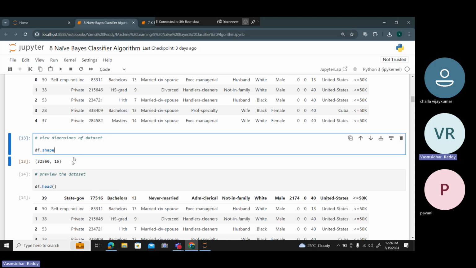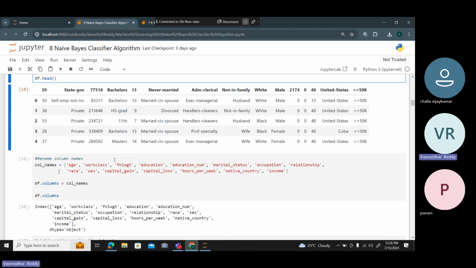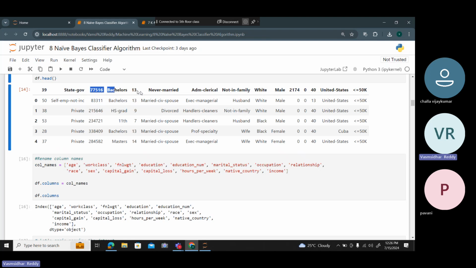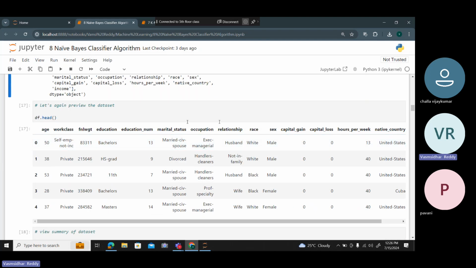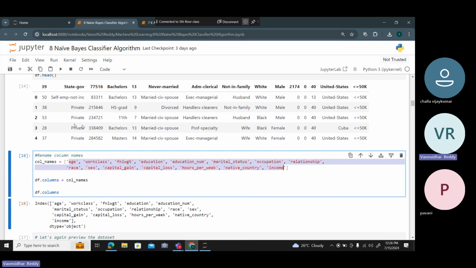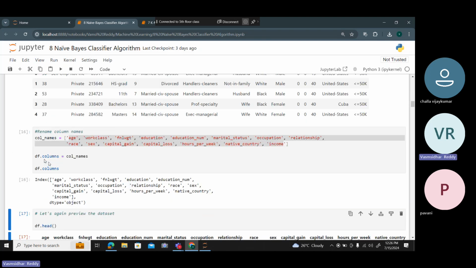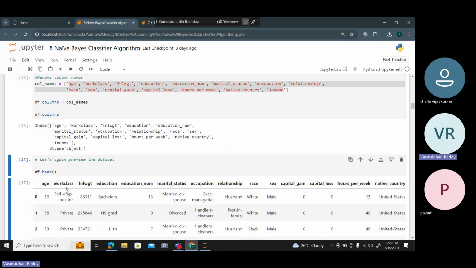This is the shape. There are 32,560 rows and 15 columns. So this is the head, the entire head. I need to rename the column names because here 39, state government, bachelors, and so on are the values. So I need to rename the columns. This is basically the age, but the column name is 39. I'm replacing it with age like that. State government is the workclass, that's why I created workclass. So I rename the things.